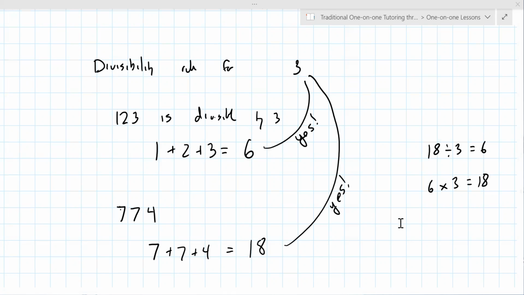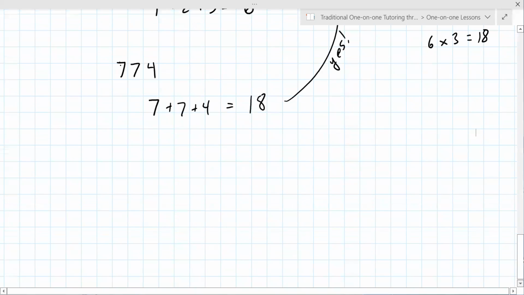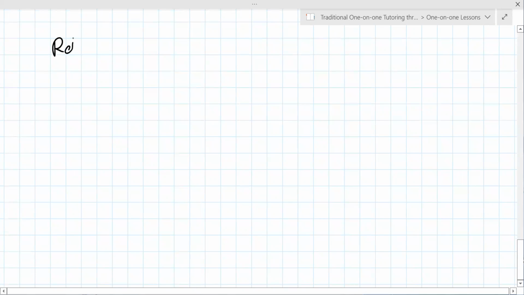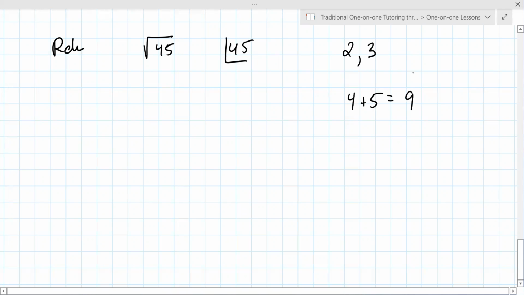All right. So there's a reason I'm asking you about the divisibility rule for 3. When I give you this problem, to reduce the square root of 45, you first try 2 when you're doing your factor ladder. But 2 doesn't work because it's odd. So then you try 3. Do not try 5. You got to do it in order. Yes, you can do 3. 4 plus 5 is 9. 9 is divisible by 3. So 45 is.